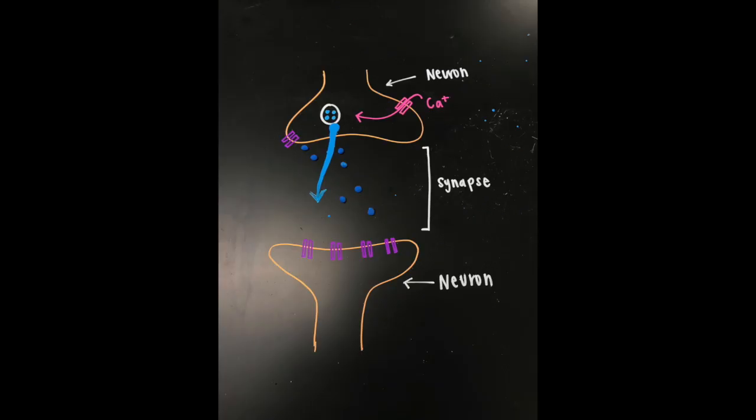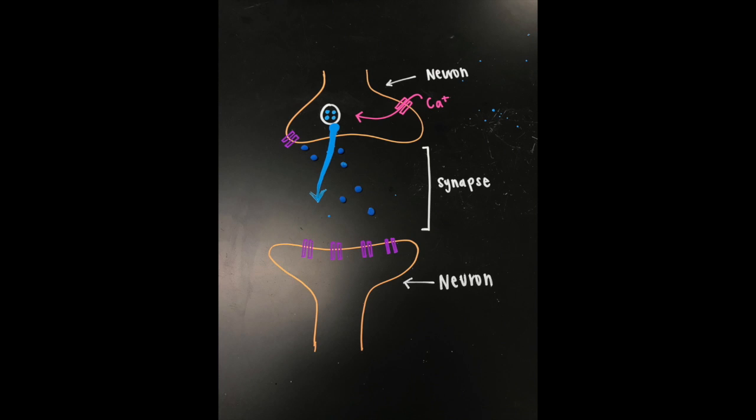Here is a diagram of the synapse, a gap between two neurons. In order for incoming messages to reach the brain, an influx of calcium ions is needed to trigger the neurotransmitters, which cross the synapse and reach the other neuron. This starts the action potential process all over again.